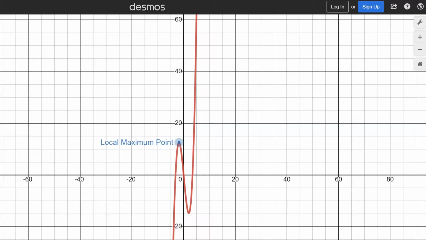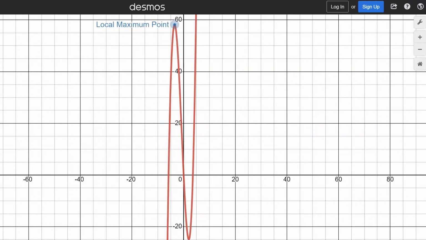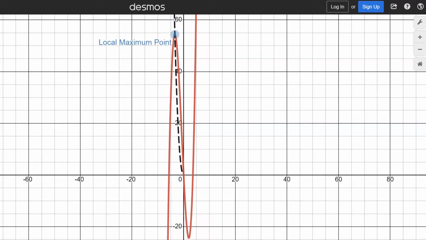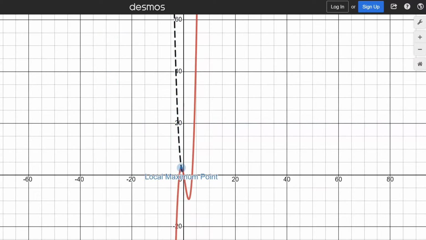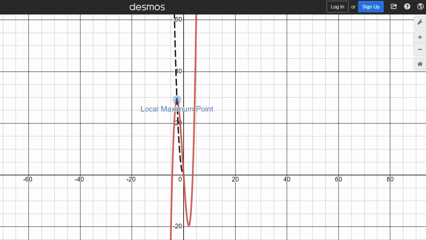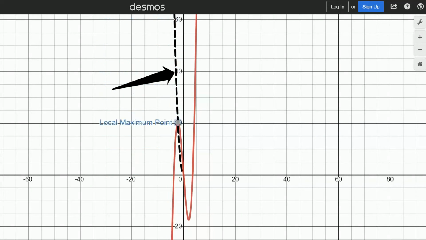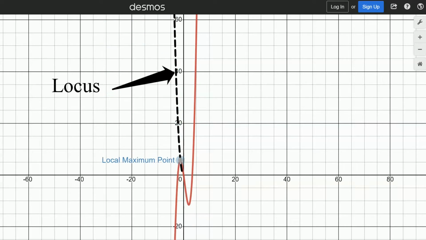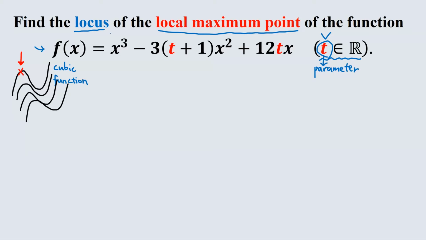Now, if we change the value of t, it seems that this local maximum point moves on a certain curve. In other words, the collection of the local maximum points with different values of t constructs a certain curve, which is denoted as the black dashed line here. This curve is called the locus, and we have to find the equation of this locus of the local maximum point.